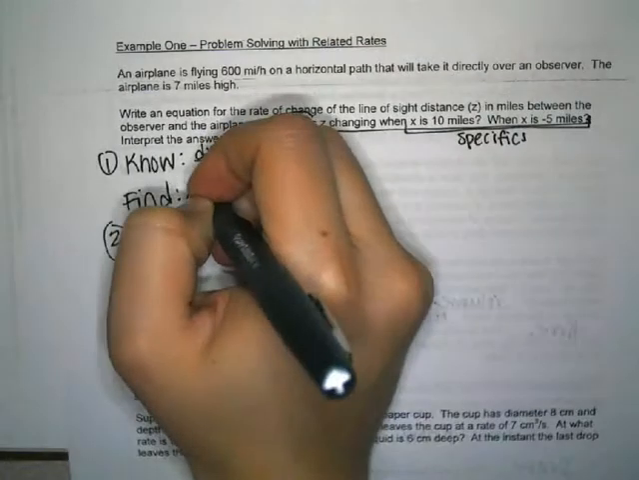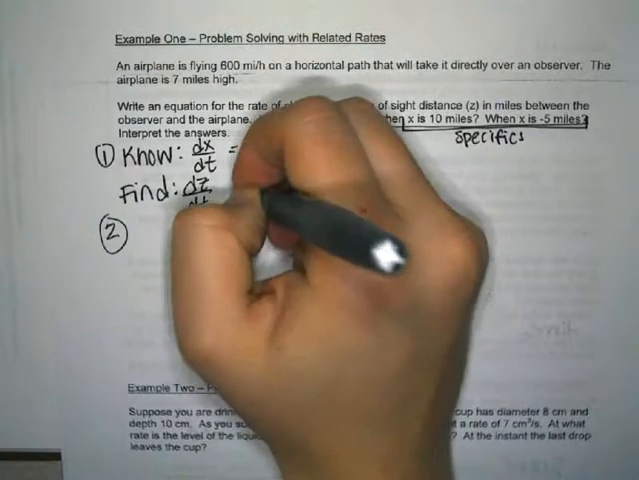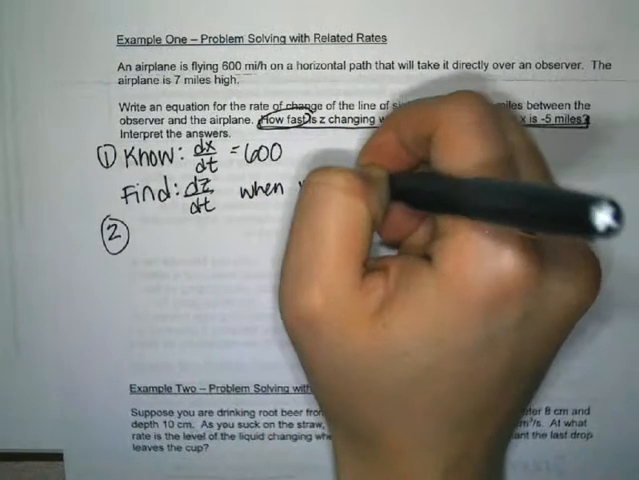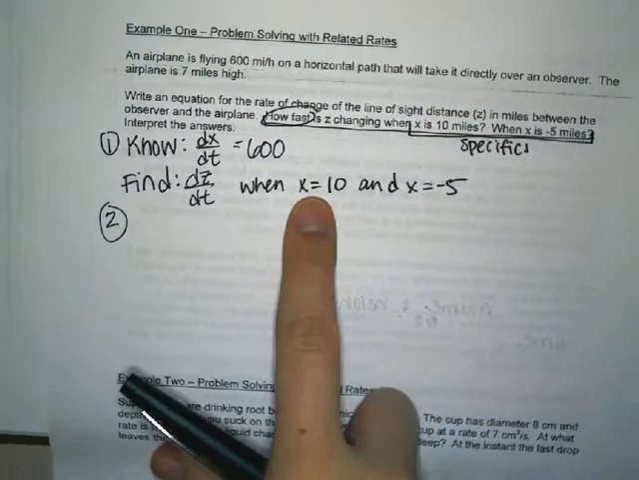This is usually an indicator word. 7 miles. How fast? But we're looking for a rate of change that I can write. So not dx over dt, but what's the variable I'm looking at changing? Z. So I'm looking to find dz over dt. So I want to see the rate of change, or how fast z is changing, that's what that means, when x equals 10 and x equals negative 5. You can write your specific information right there, but just keep in mind we're not plugging in specifics until the very last step. Okay, so that's what I know, what I want to find.